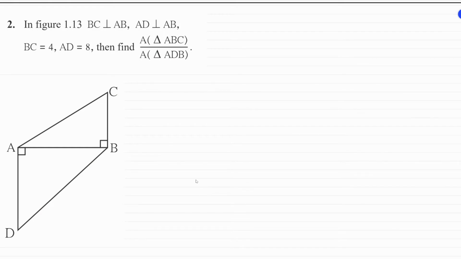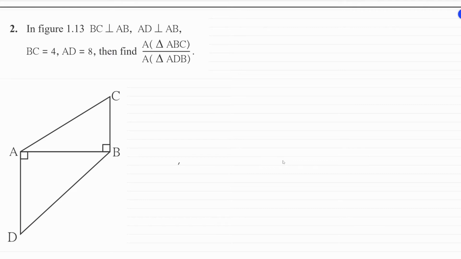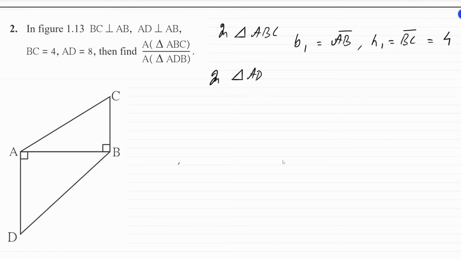Here is the problem and the diagram. So as with all the problems, the first thing I will do is simply write down what is given. Triangle ABC, base B1 is segment AB, okay, and then height H1 is equal to segment BC, and its value is 4. Then in triangle ADB, B2 is also AB, okay, and H2 is AD, and its value is given as 8.